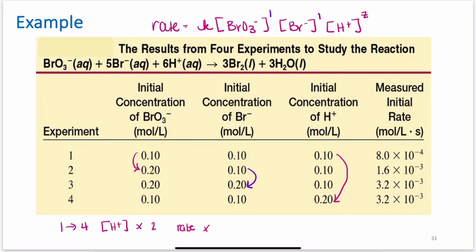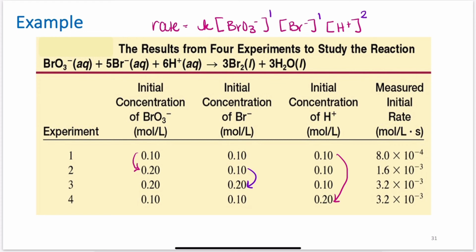The rate is actually 4 times faster. 3.2 times 10 to the -3rd is 4 times faster than 8 times 10 to the -4. So I doubled concentration, but my rate quadrupled, which means this is second order. Which means this value of z is 2.